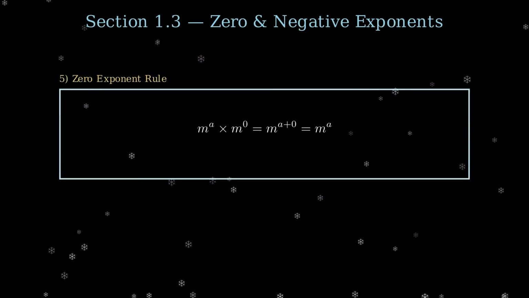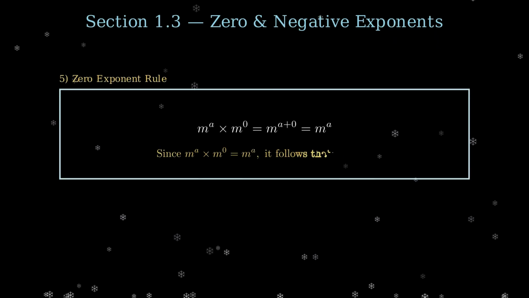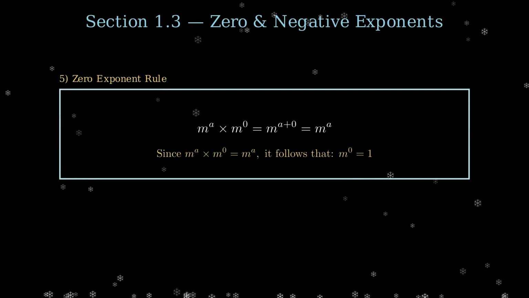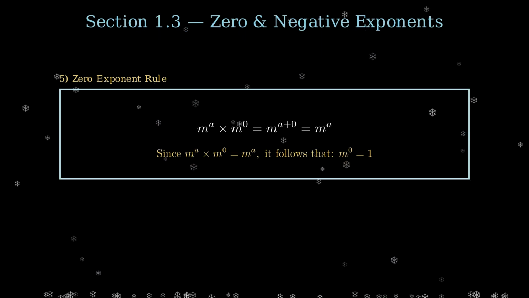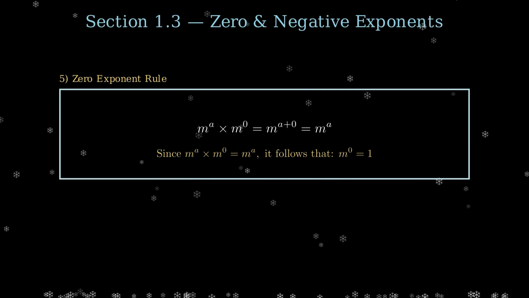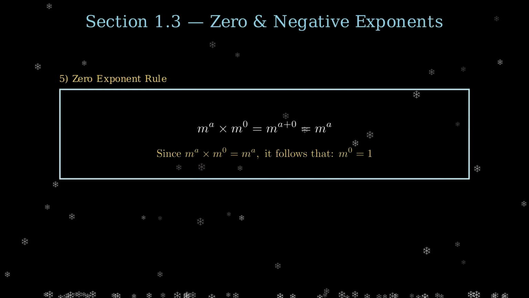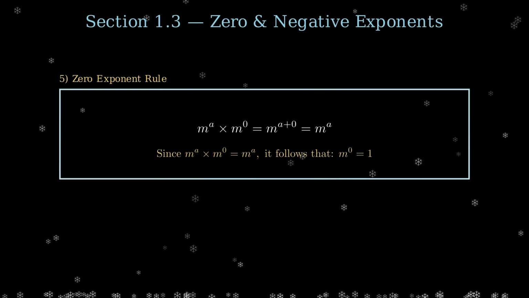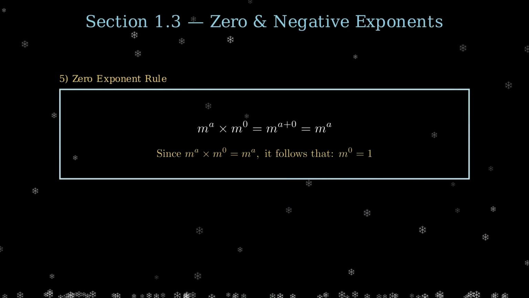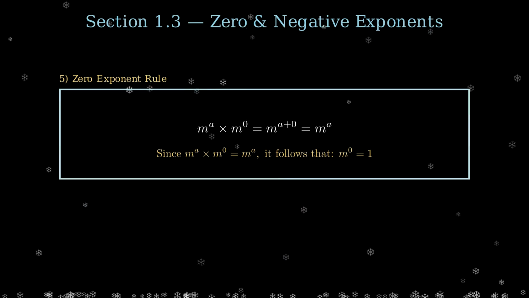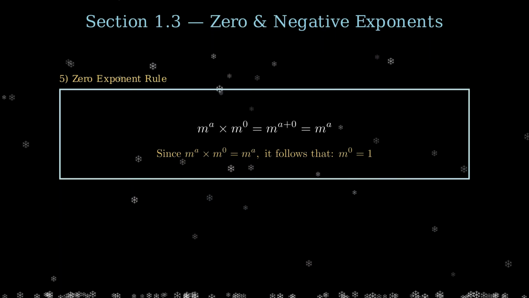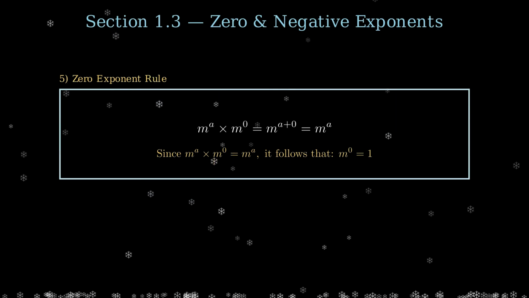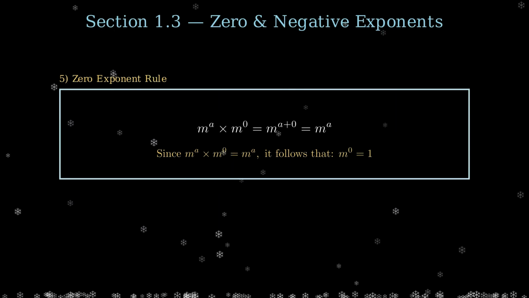Rule number 5. Let's understand why any non-zero number raised to the power of 0 equals 1. Using the product rule, we know that m to the power of a multiplied by m to the power of 0 equals m to the power of a plus 0. Since a plus 0 is just a, the result is simply m to the power of a. Notice that multiplying by m to the power of 0 did not change the original value at all.